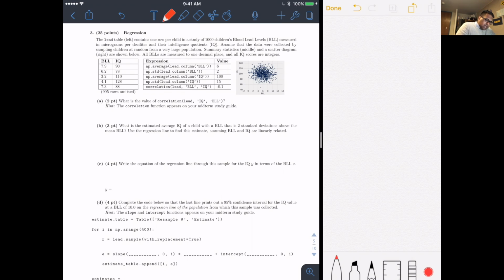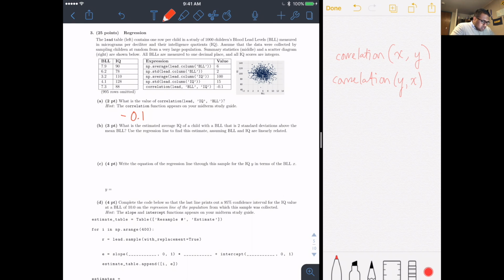Notice in the table provided we have the correlation of BLL, IQ, or we can say the correlation of X, Y. And the question is asking us for the correlation of Y, X, right? They hint to you that the correlation function appears on your midterm study guide, and the reason is that the correlation of X and Y is equal to the correlation of Y and X. Because remember, the correlation coefficient is the mean of the products of X and Y values taken in pairs in standard units. Since it's a product, it doesn't matter if it's X and Y or Y and X. So this will be the same value, minus 0.1.